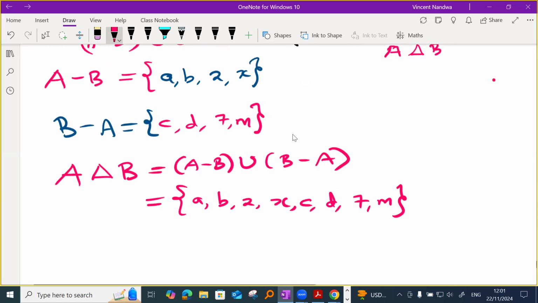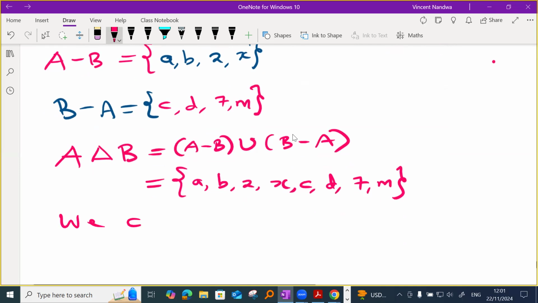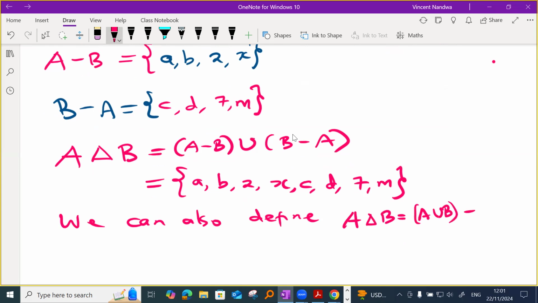Please also note that we can define the symmetric difference of A and B as taking A union B, then minus A intersect B. In your own free time, you can do that too. If you get A union B and you subtract A intersect B, you'll get the same set we have already obtained, okay? If you get the union of A and B and the intersection of A and B, and take the difference, you still get this same answer.